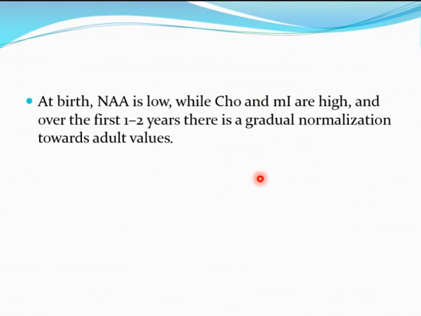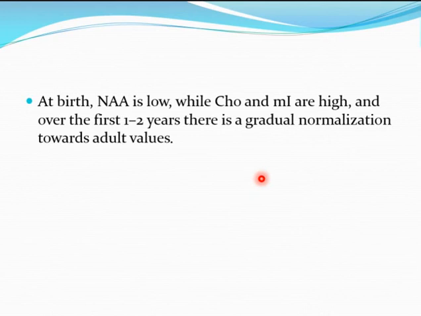At birth, the neurons are not fully formed, so the NAA should be low, while choline and myoinositol are high. And over the first 1 to 2 years, there is a gradual normalization toward adult values. So if you have a child less than 1 to 2 years, you should have a low NAA peak. With time, as the child grows, after 1 to 2 years, the NAA will start to normalize.